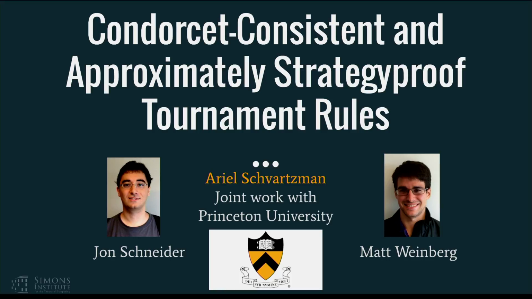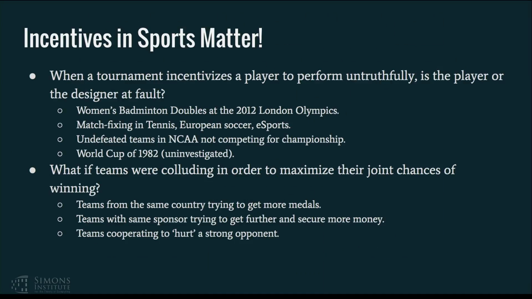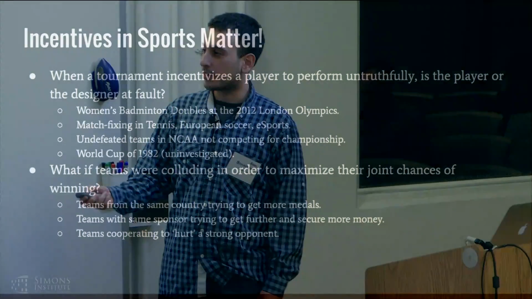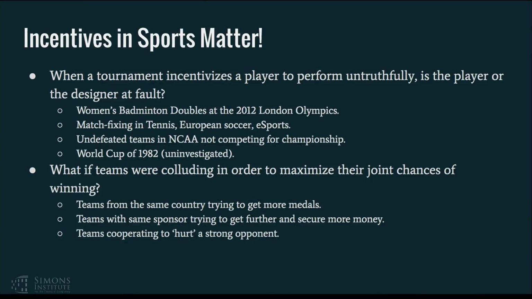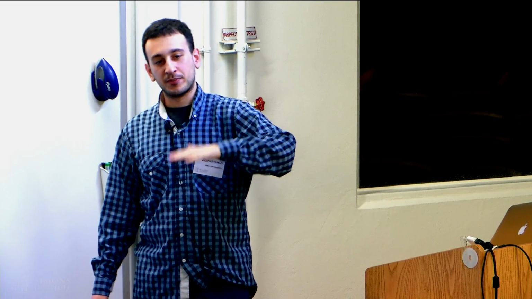As Bobby mentioned, there are ample examples of why incentives and competitions matter. He mentioned the 1982 World Cup, which was uninvestigated. A more recent example that is very well known in the AGT community is the women's badminton doubles in the 2012 Olympics, where I'll just sum it up quickly. Basically, a very good team had an unexpected loss in the group stage, and then other teams learned this result and tried to purposely lose their matches in order to avoid this very good team in the upcoming second phase of the group, which was a single elimination bracket.